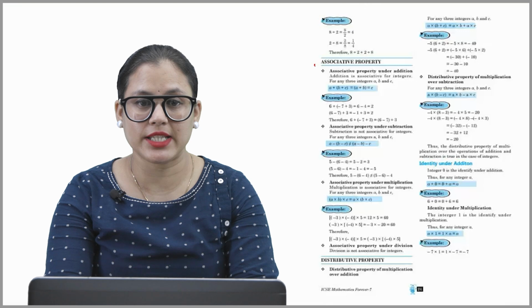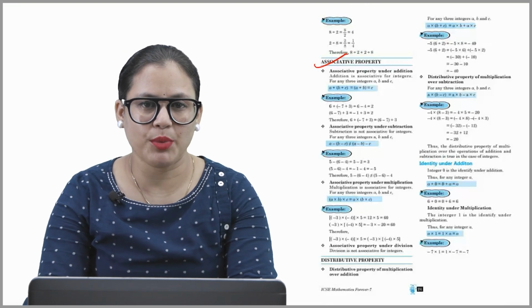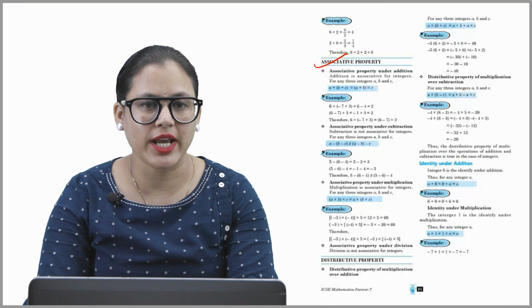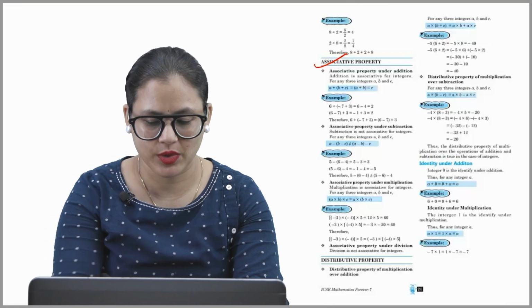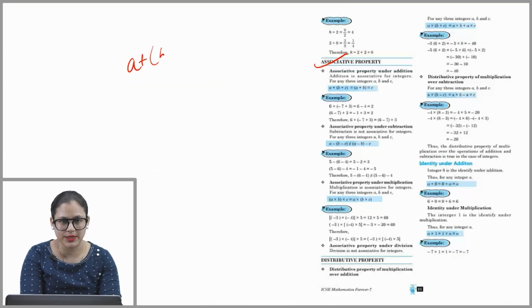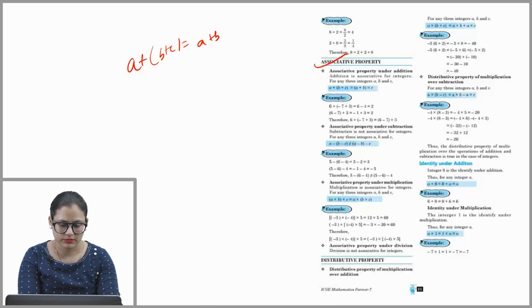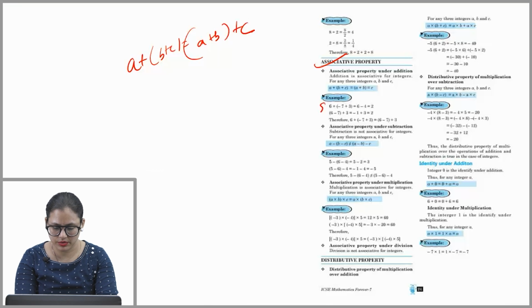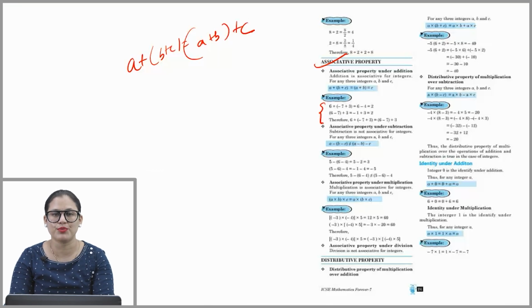Next, associative property. Associative property under addition. Addition is associative for integers. For any three integers a, b and c, okay, a plus b plus c is equal to a plus b plus c. Okay. Example is given here, which also proves the associative property under addition.